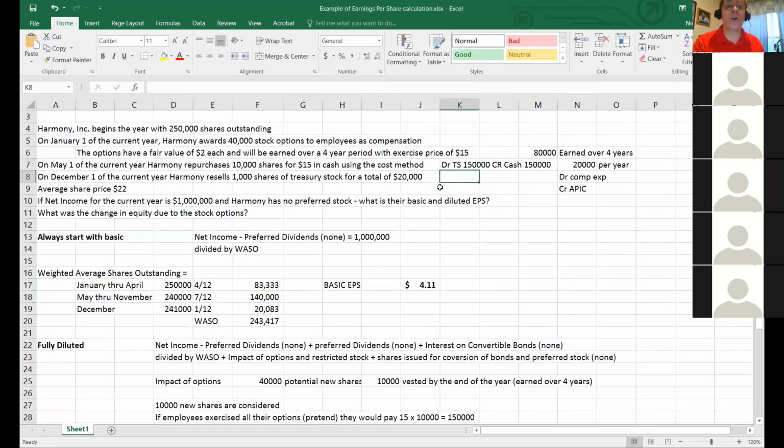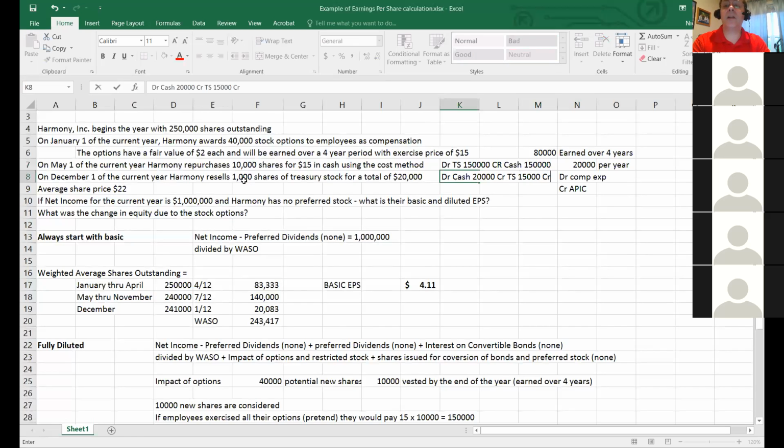Now, December 1st, we resell some of the treasury stock. We're going to sell 1,000 shares of treasury stock for a total of $20,000. So we're going to debit cash $20,000. All right, we're going to credit treasury stock for how much? Well, what did we pay for it? We paid $15, and it was 1,000 shares. So we're going to credit treasury stock for $15,000.